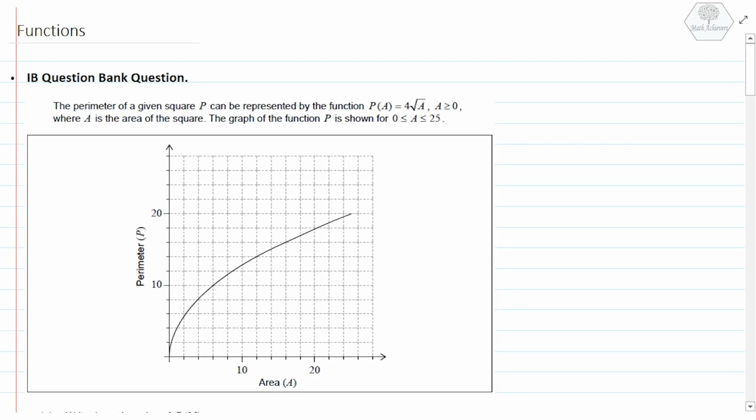Now, let's solve a question from the IB question bank. The question says that the perimeter of a given square P can be represented by the function P of a equals 4 times the square root of a, where the domain is a greater than or equal to 0, because the square root cannot take a negative value, where a is the area of the square. The graph of the function P is shown from 0, a to 25.